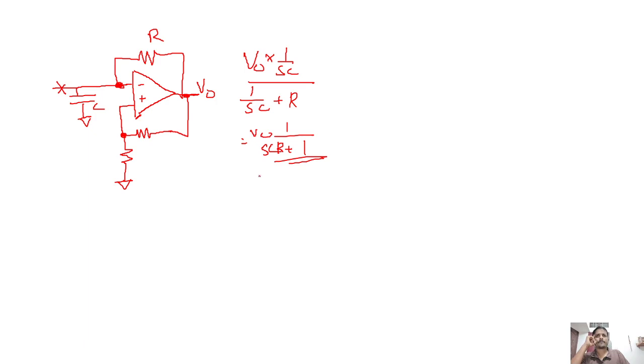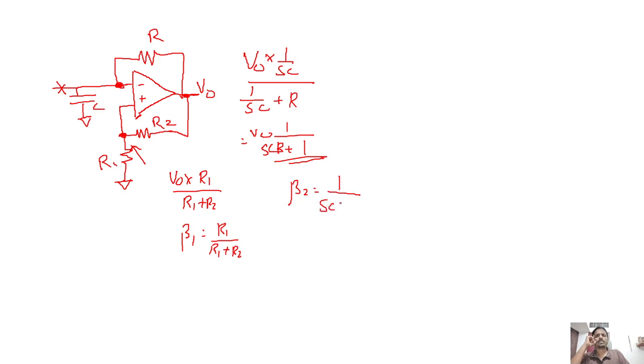That is at the negative terminal. And here, say this is R1 and this is R2, so the voltage is V0 into R1 by R1 plus R2. So this is a feedback here. I'll call this beta 1 equal to R1 by R1 plus R2, and this beta 2 equal to 1 by SCR plus 1.